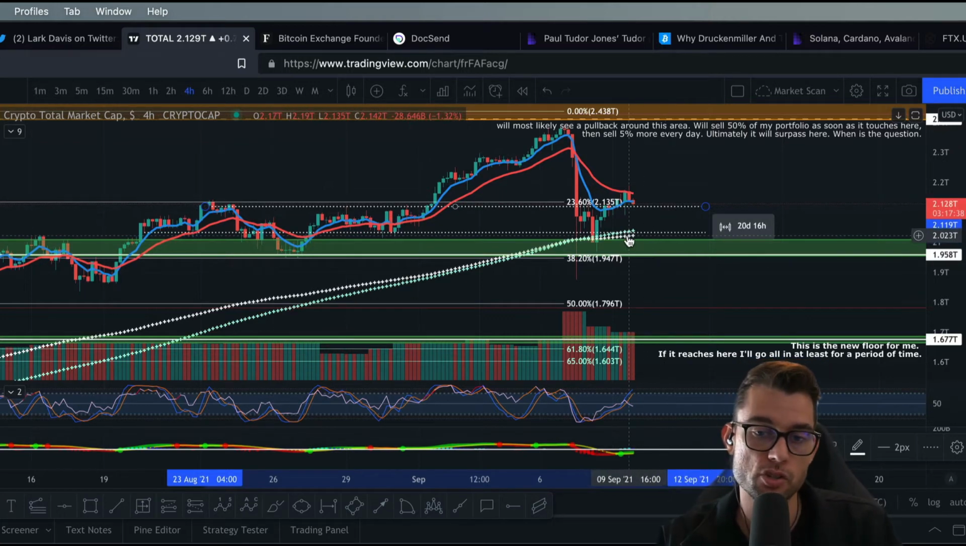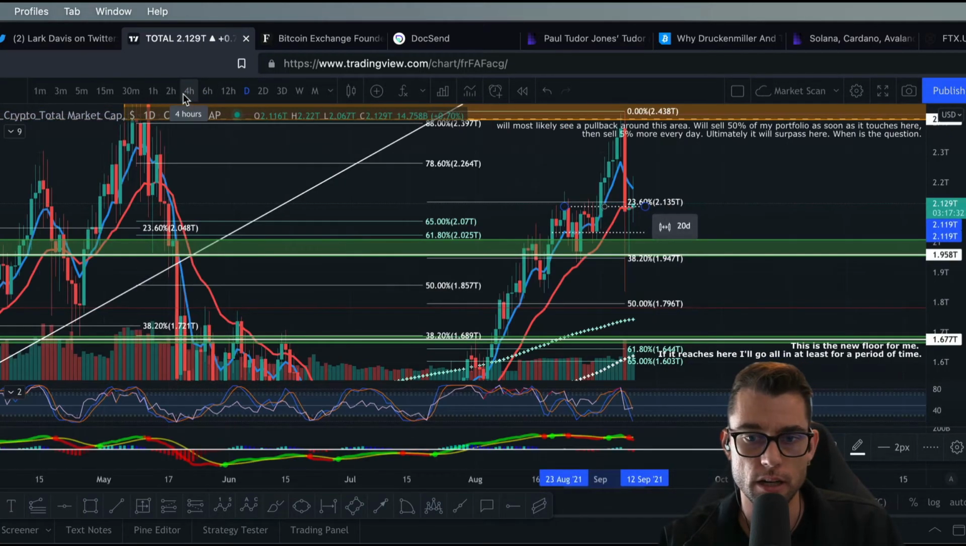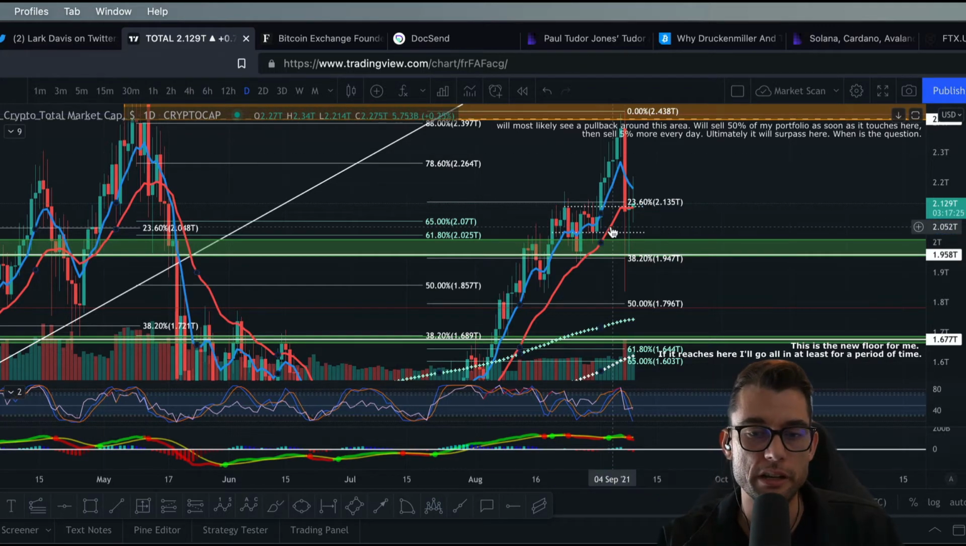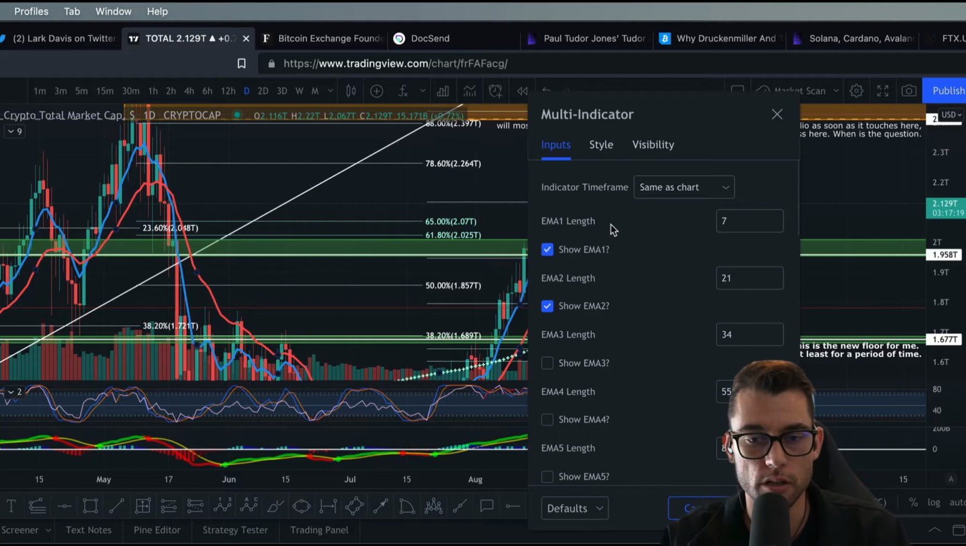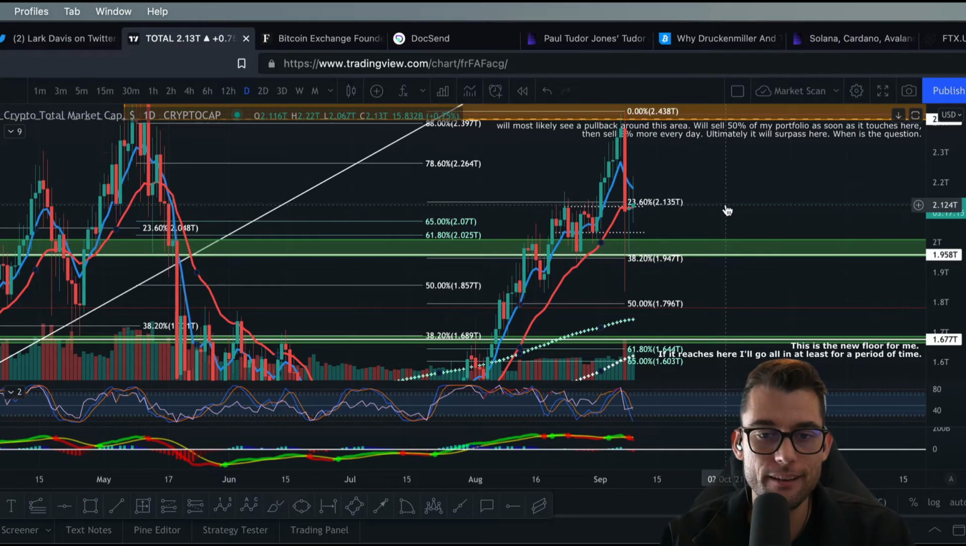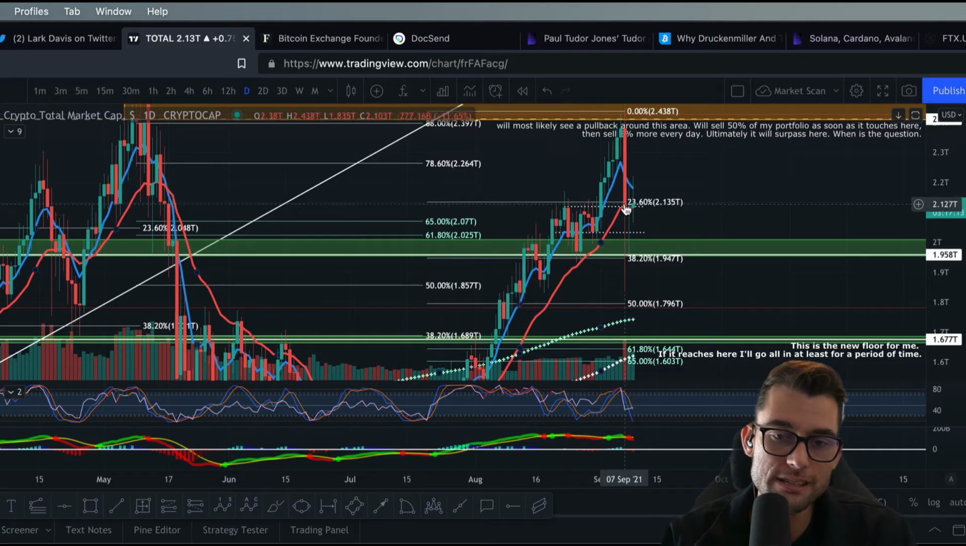Plus we have the 200 EMA right here on the 4 hour, at least. On the daily, we're on the weekly averages, and on the 21 exponential moving average. We're still at support on the daily as well.